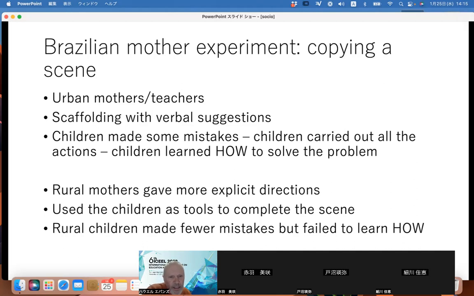And the children were basically just doing exactly what the mothers said, and they didn't make many mistakes, but they didn't really learn how to do it. So there's a difference there between the urban mothers and the rural mothers. Any idea why there would be a difference like that? Why would the urban mothers be different from the rural mothers?